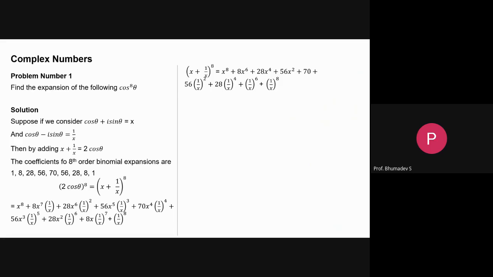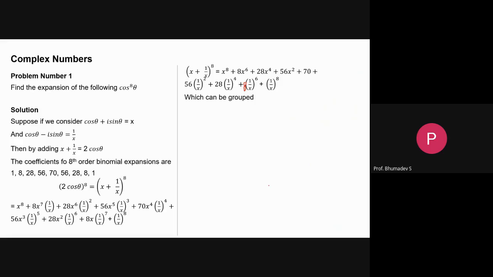When we are simplifying these things, we are getting x plus 1 upon x the whole power 8 represented as x to the power of 8 plus 8 x to the power of 6 plus 28 x to the power of 4 plus 56 x square plus 70 plus 56 into 1 upon x to the power of 2 plus 28 into 1 upon x the whole power 4 plus 8 into 1 upon x to the power of 6 plus 1 upon x to the power of 8, which is the last term. So like this, we have to simplify the terms.